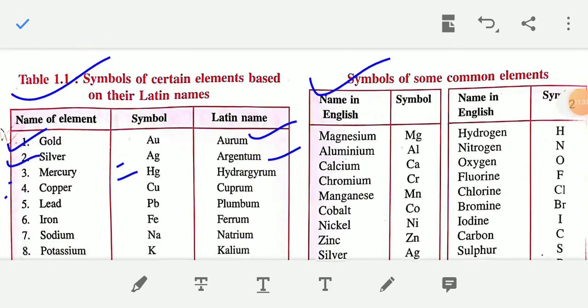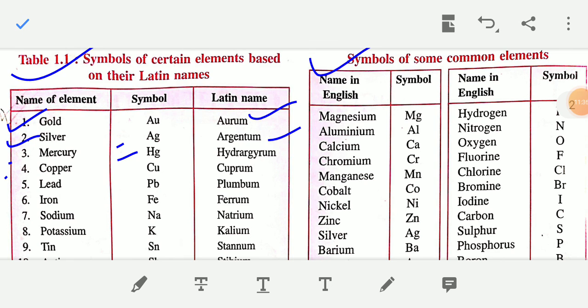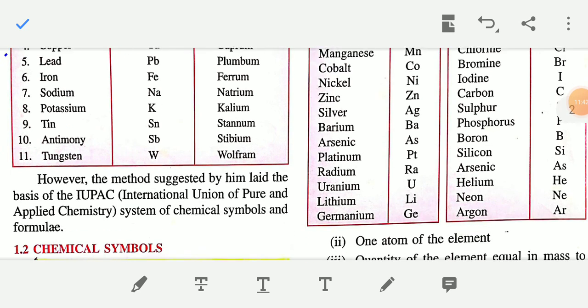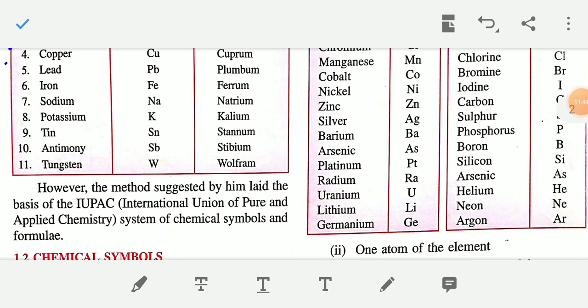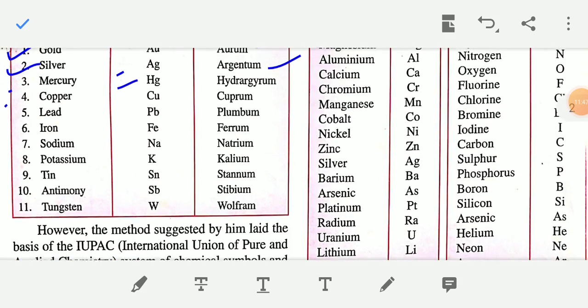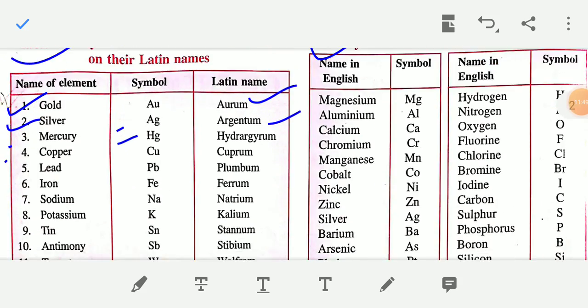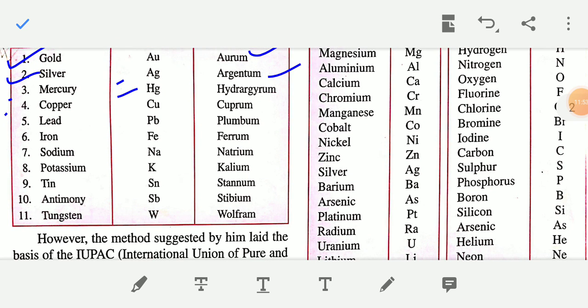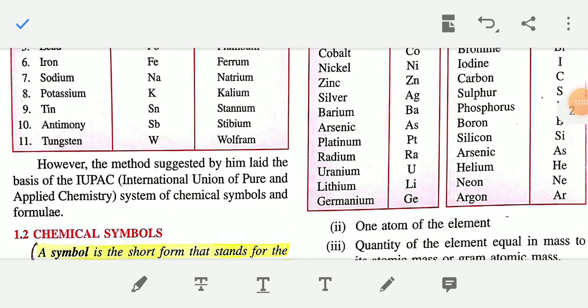In this table you can see symbols of some elements, like symbol of magnesium is Mg, symbol of aluminum is Al, symbol of calcium is Ca, symbol of chromium is Cr, symbol of cobalt is Co, symbol of uranium is U, symbol of helium is He. So these two tables you have to remember, very important tables, and you have already studied them in lower classes. You have to always remember these symbols of different elements.